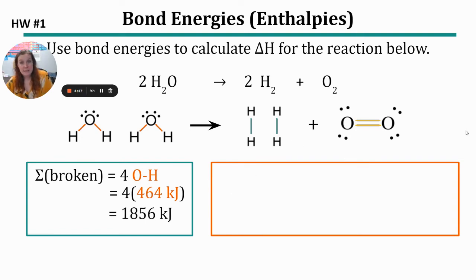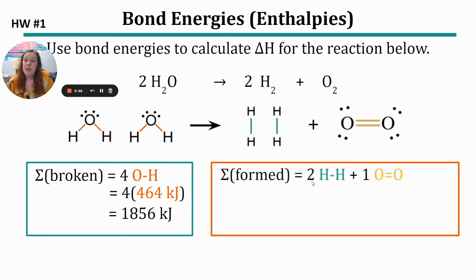We're going to do the same thing for the other side. Here I have an H-H bond and another H-H bond. So I have 2 H-H bonds. I also have 1 O=O double bond. That is not two O-O single bonds. It is a double bond. So I know that I'm going to be multiplying this value by 2 and the value for oxygen by 1 because there's only one oxygen bond. That's double. And then we also have 2 single hydrogen bonds.